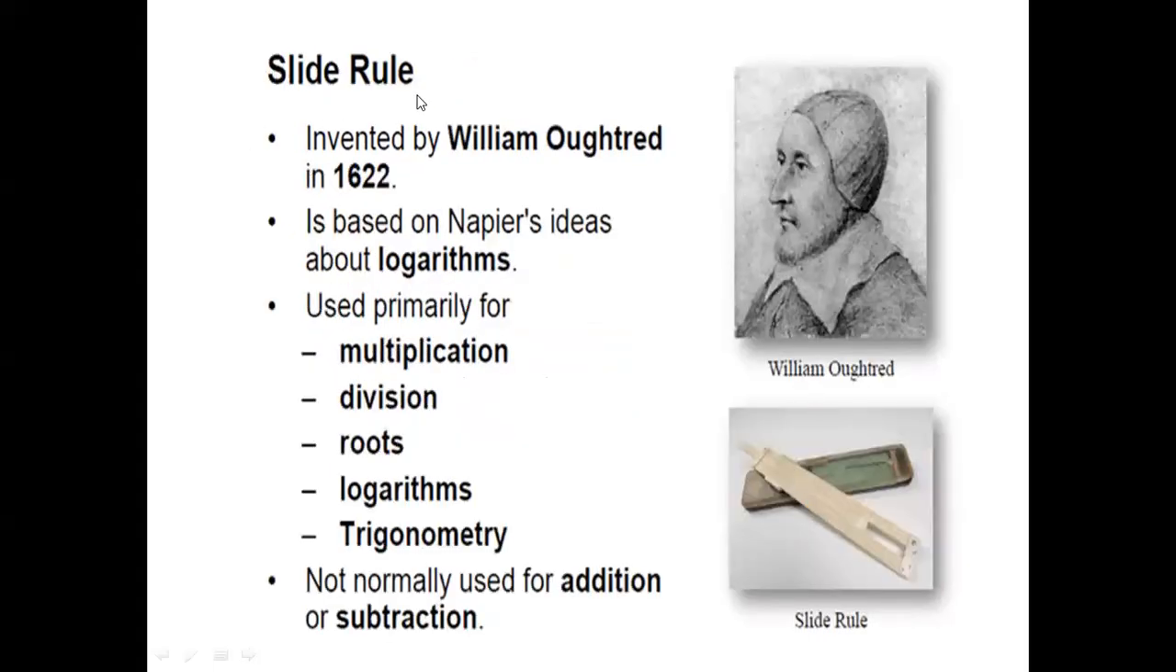Next, we have the slide rule. It was invented by William Oughtred in 1622. Basically, it is an advancement of Napier's idea. And it looks like this slide rule. William Oughtred is the person who invented the slide rule, and it looks like this.